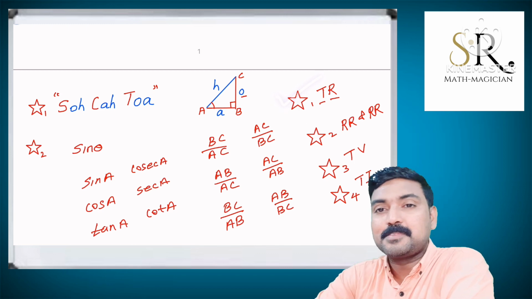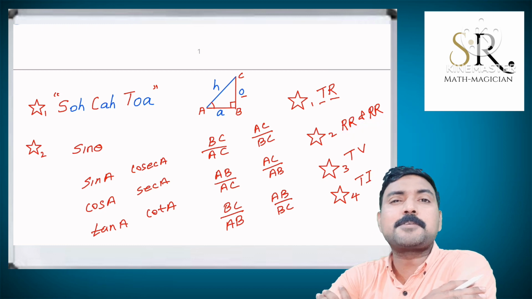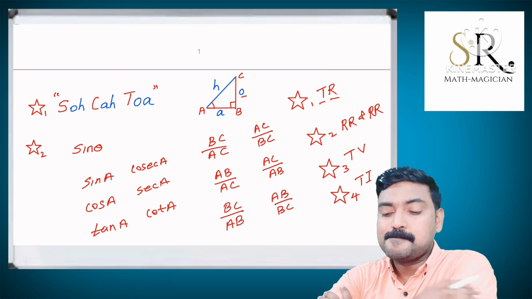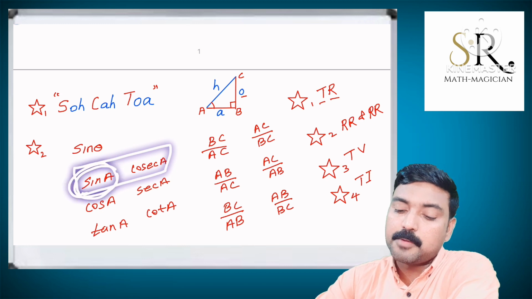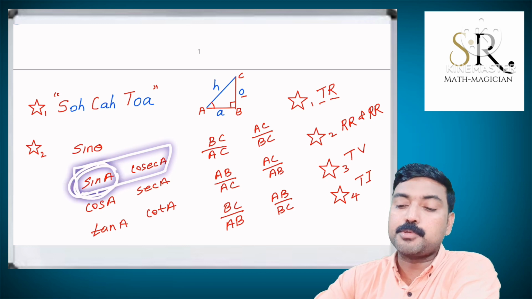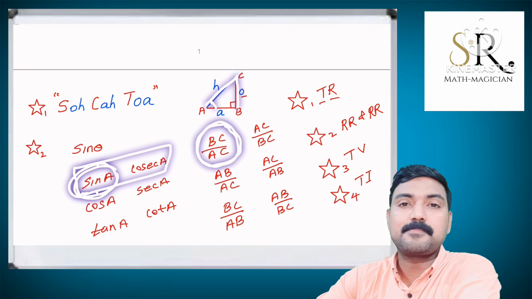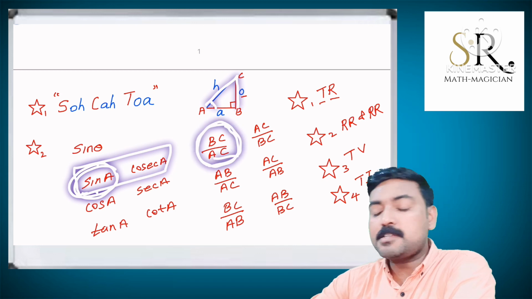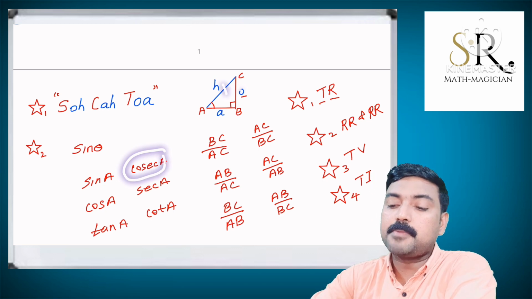It's over. Now the second point, reciprocal relation. What is a reciprocal relation? Can we multiply this sin A into cosec A? What is sin A? Opposite side by hypotenuse. What is the opposite side? BC by AC. BC is the opposite of angle A and AC is the hypotenuse. So BC by AC. Is it clear? What is cosec A? Cosec means hypotenuse by opposite side. That means AC by BC.